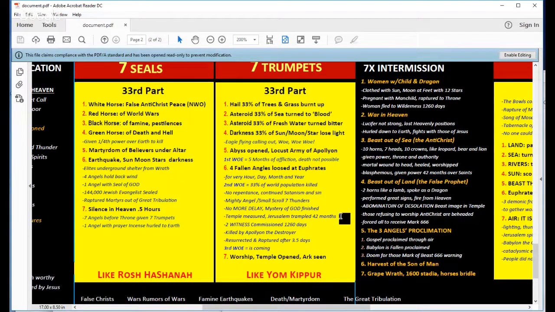Now, this is only at the sixth trumpet. Well, there's 3.5 years to go, just about. This is near the midpoint. This is one of the reasons I think it's near the midpoint, why the trumpets are in the first half of the tribulation.